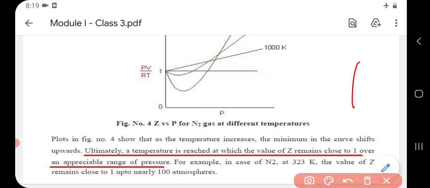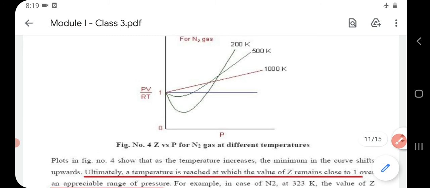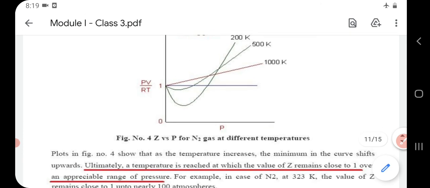And after that, let us see all the gases. Here it is shown only for nitrogen gas. It is deviating at various temperatures. 3 temperatures are shown here: 200 Kelvin, 500 Kelvin and 1000 Kelvin. At 1000 Kelvin, PV by RT increases with the increase in P. There is a continuous increase, you can see. But when temperature becomes 500 K, what happens? PV by RT, first of all it decreases to a minimum and then increases.